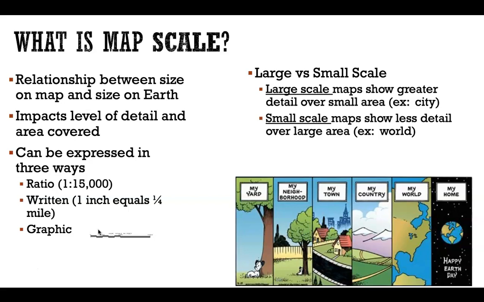So a large scale map shows a large amount of detail over a small amount of area. An example would be your neighborhood or a city. That would be a good example of a small scale map, or I'm sorry, a large scale map. See, even I get it confused. A small scale map, on the other hand, shows a small amount of detail over a large amount of area. Your world maps are going to be examples of that.